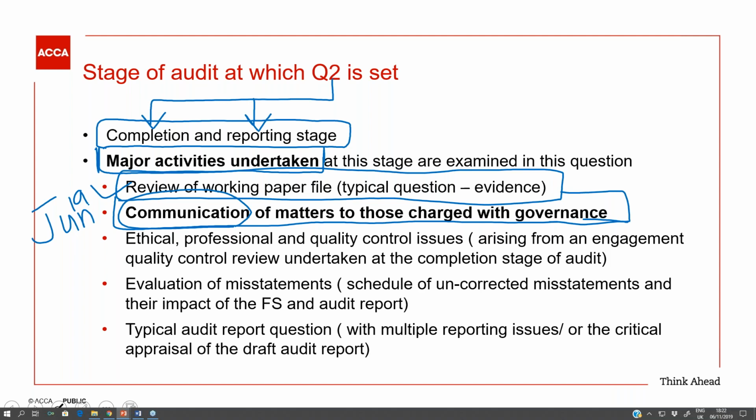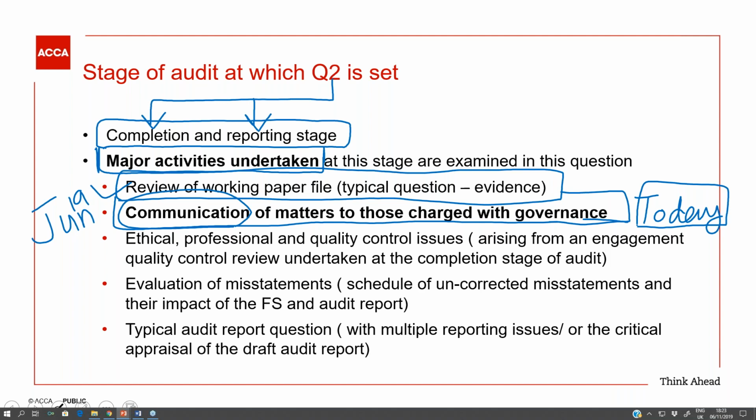So it could be the review of the working paper as an activity at the finalization stage, or it could be the communication of matters to those charged with governance at the finalization stage. I'll be covering the communication of matters to those charged with governance today, even though I've covered it previously, because this is an area to be emphasized. I have done evidence so many times that I'll not be touching upon evidence, but at least I'll be touching upon communication by looking at the June 19 paper in my session today.